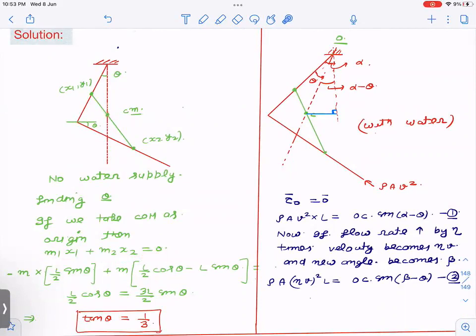Now x1, what is x1? X1 is this distance. See here, let me mark that also. So this is x1 and this is x2. These are the x coordinates of the center of mass of this object and the center of mass of this object. X1 is negative, x2 is positive. So what is x1? See here, this is L by 2, this is theta. So x1 is L by 2 sine theta, but it is negative, so I put here a negative sign.